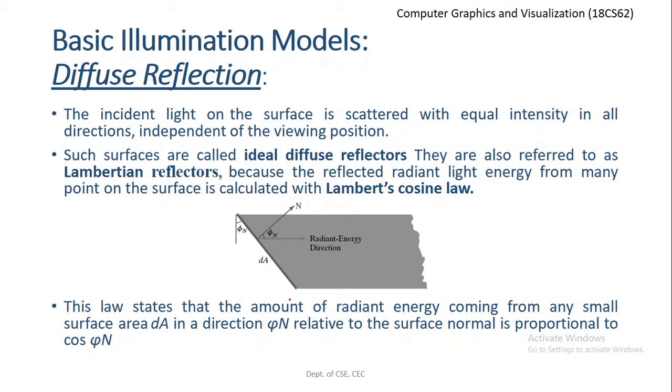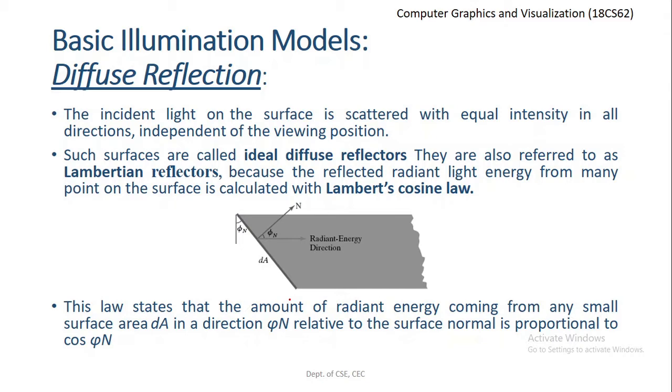Let us move on to the next type of reflection, which is called diffuse reflection. In diffuse reflection, the incident light on the surface is scattered with equal intensity in all directions, independent of the viewing direction or the viewing position.